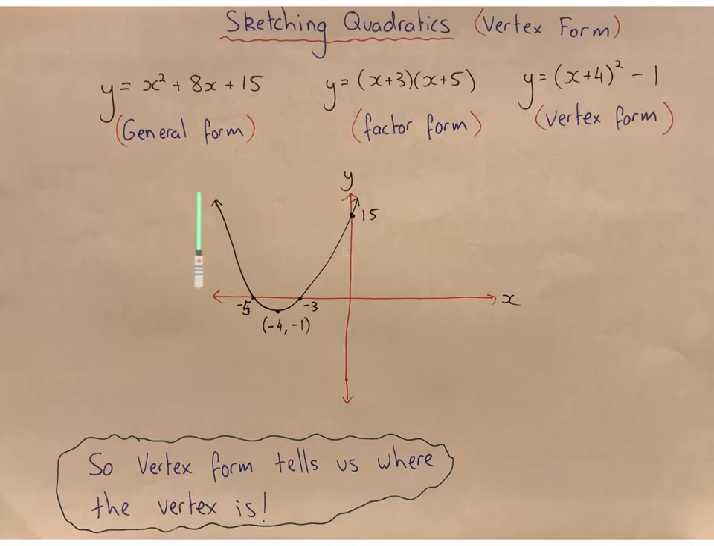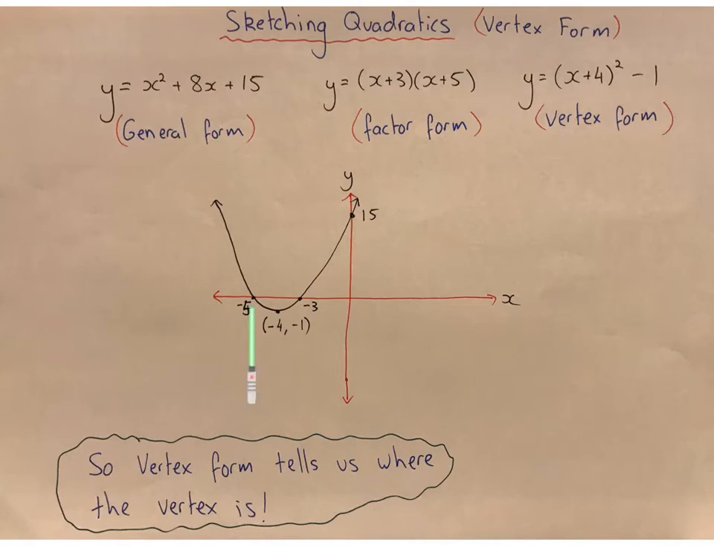First, let's have a look at this sketch. So we see that the parabola opens upwards. I can see that from my general form because the coefficient of my x squared term is positive. I see the y-intercept is 15. Again, I can see that from my general term.